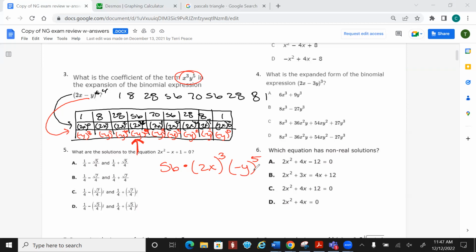Okay, we're going to multiply this all the way through. So 2 to the 3rd power is going to give me 8. And then we're going to take 8, multiply it times 56. That's going to give me 448, x to the 3rd. And then this is going to make this negative.